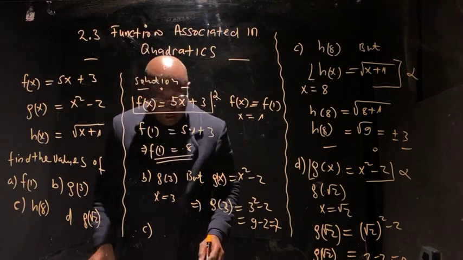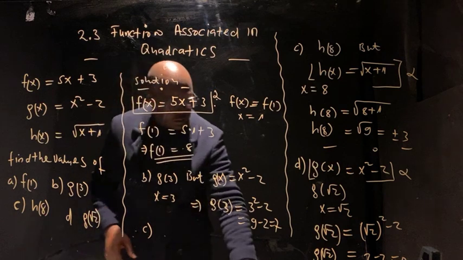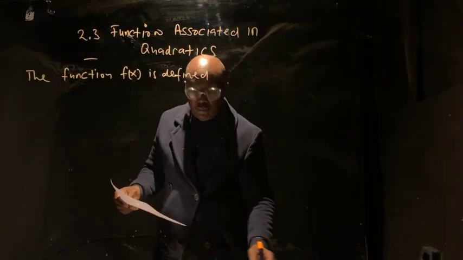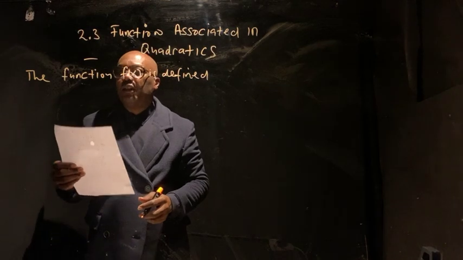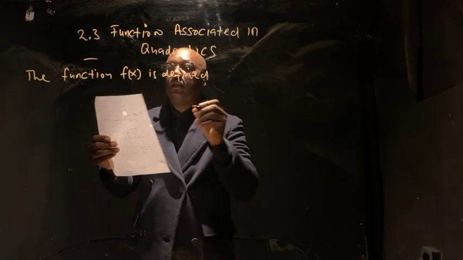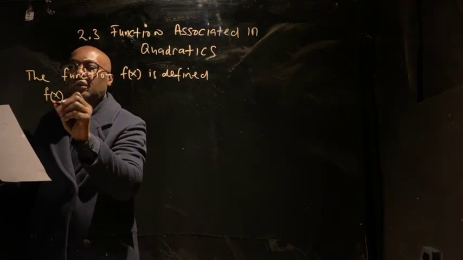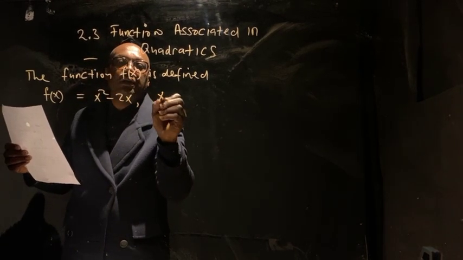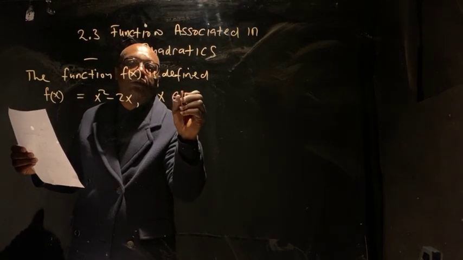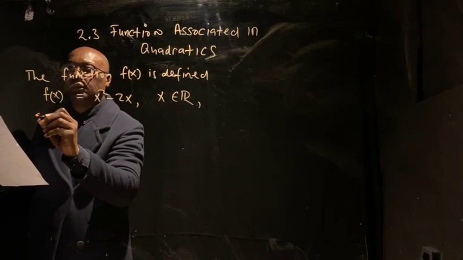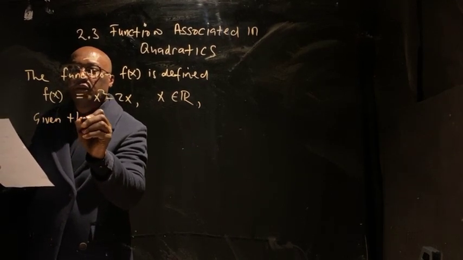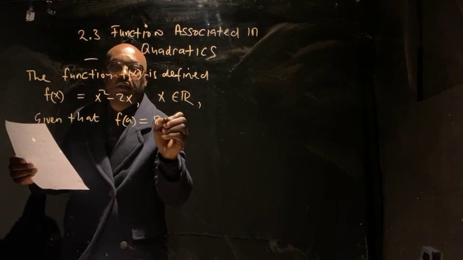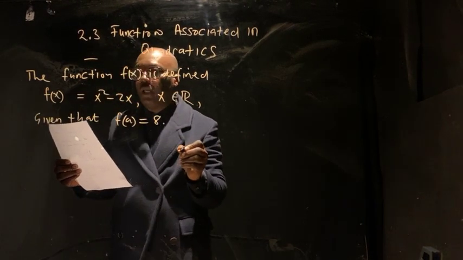Good. Take your time, copy it as we prepare ourselves for the next question. Good, welcome back. We are taking another example. The function f of x is defined by f of x equals x squared minus 2x, where x belongs to all real values. Given that f of a equals 8, find the two possible values for a.